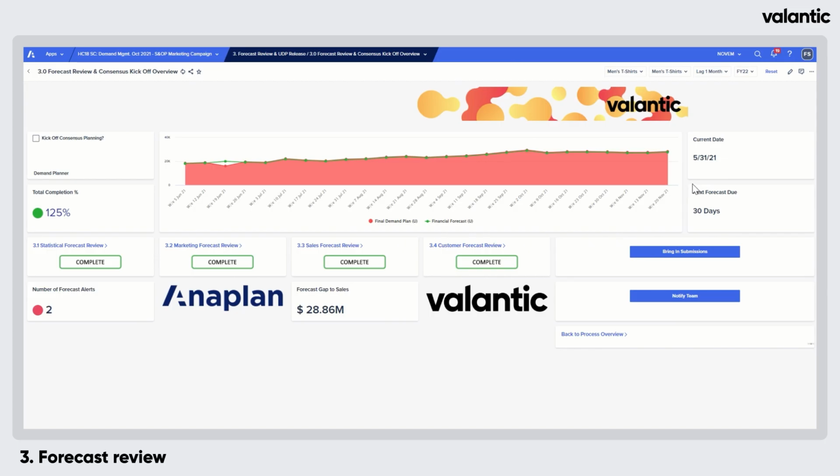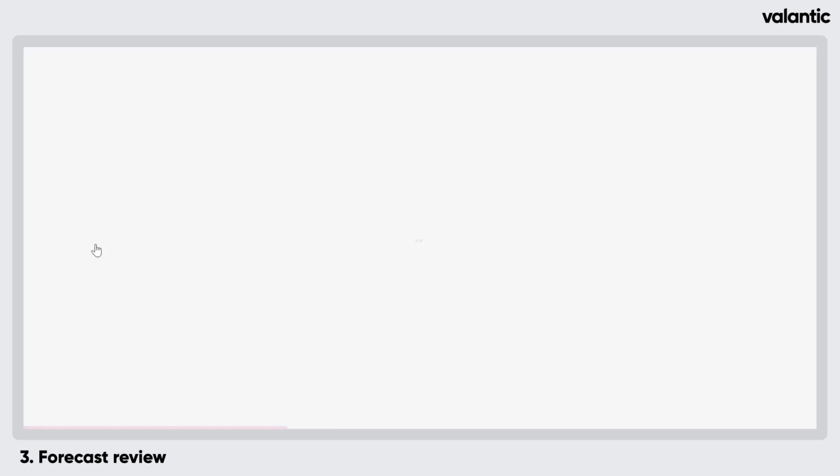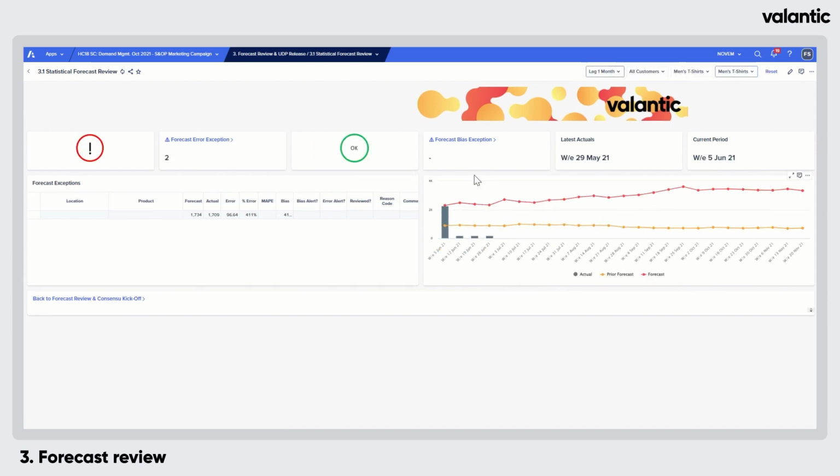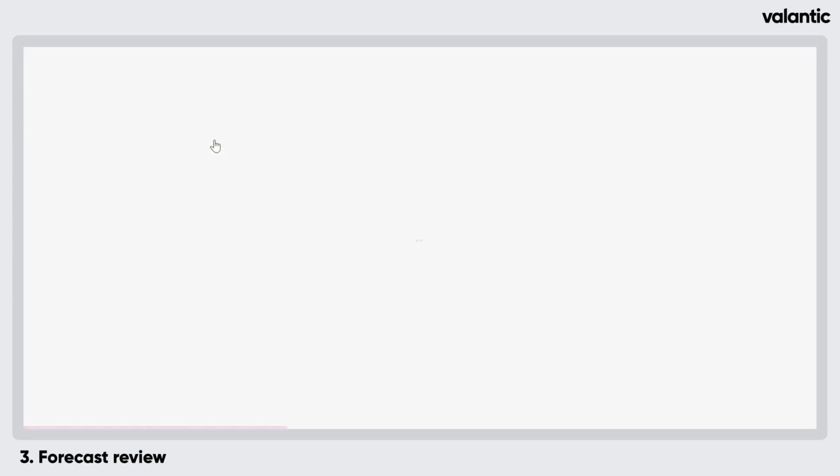In the third step, the demand planner collects inputs from other departments, such as marketing, sales, and also from customers. Then it has to review the statistical forecast. With Anaplan, we can customize your process. In our case, we will focus on checking forecast errors.